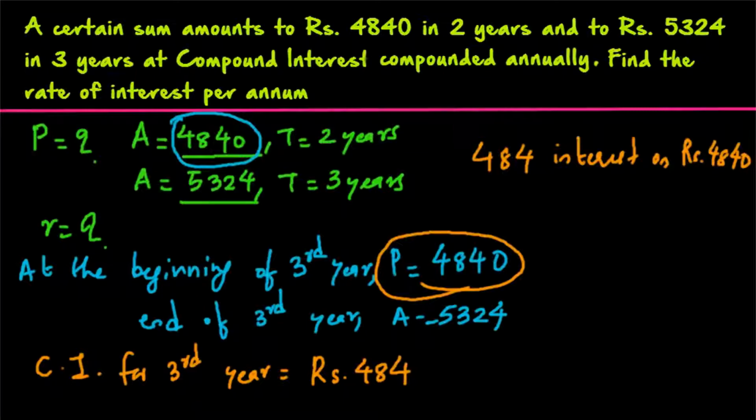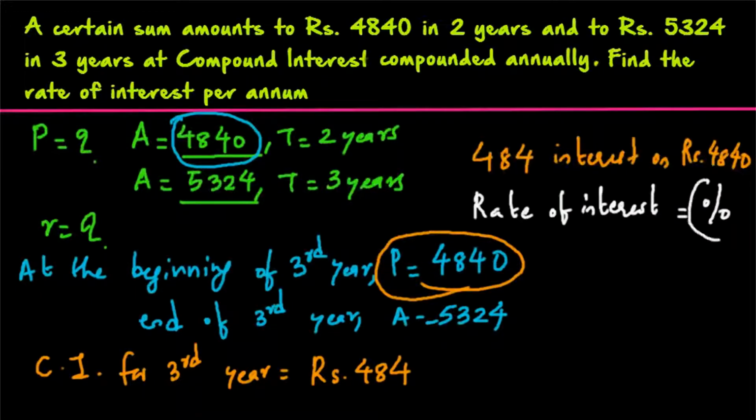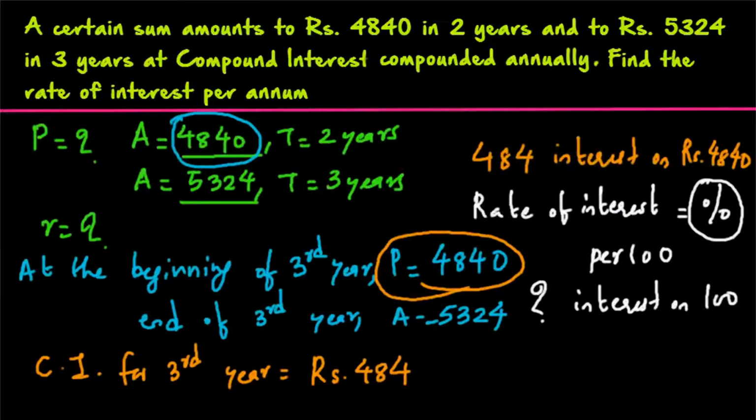What we have to find out is the rate of interest per annum. So what do you mean by rate of interest? Rate of interest is always represented as a percentage. And what is the meaning of percentage? Per 100. So what is the interest for 100 rupees? Or what is the interest that will be obtained on rupees 100? So 484 is the interest on rupees 4,840. That is written here. 484 is obtained on 4,840.